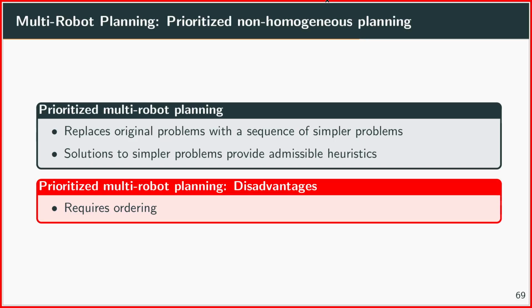Then we looked at non-homogeneous planning. One was prioritized planning, where we replaced the original problem with a sequence of simpler problems. And the solutions to those simpler problems provided admissible heuristics to our original problem. However, if we actually use prioritized planning, then we need to specify an ordering. This is usually not trivial, and it can also influence the runtime significantly.